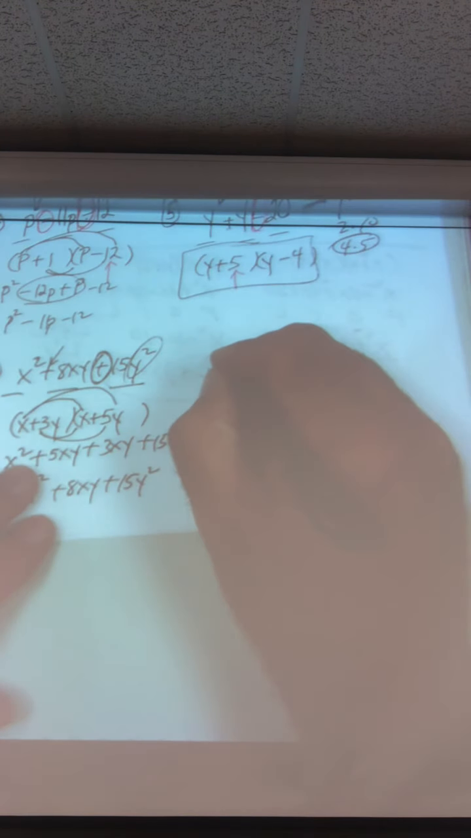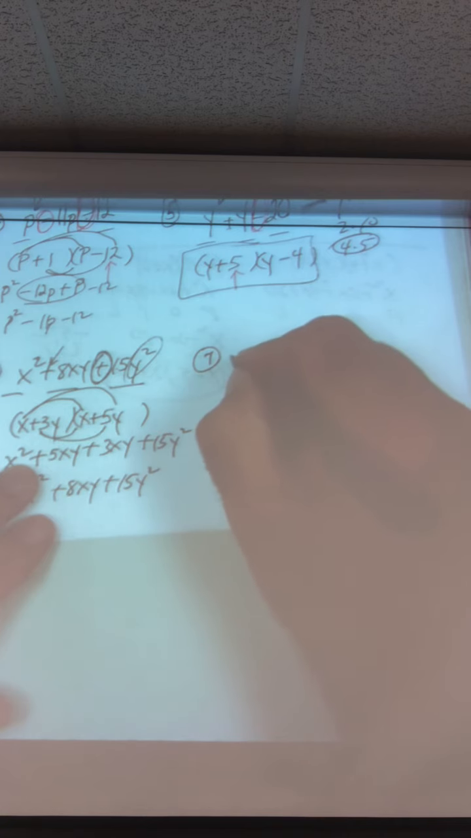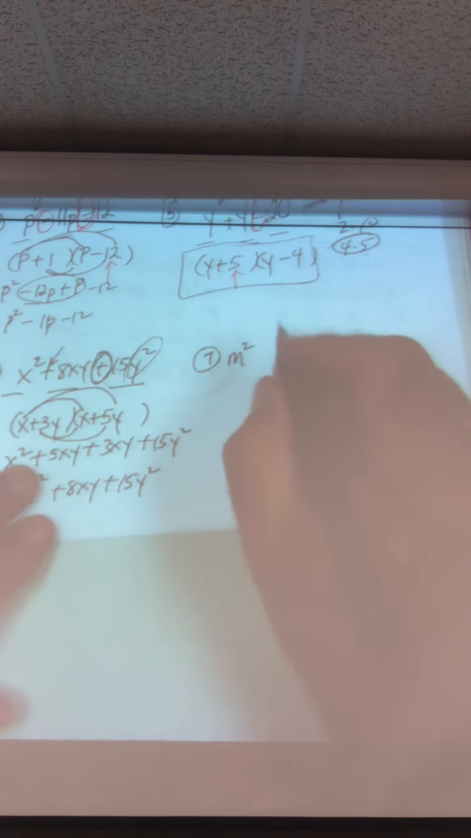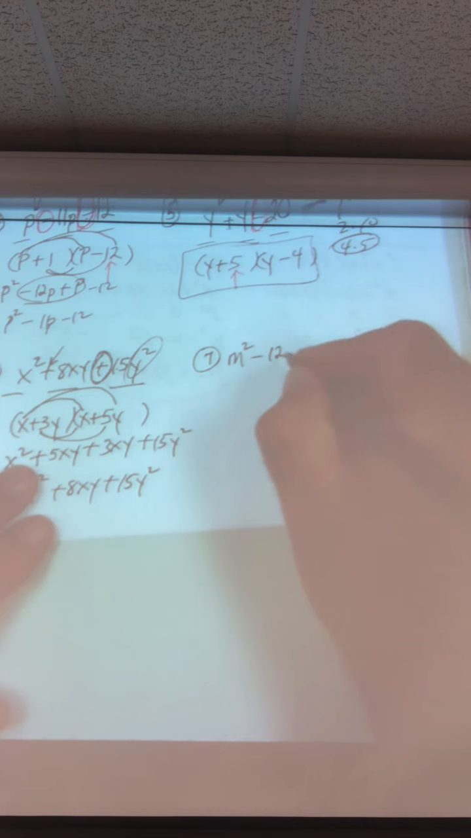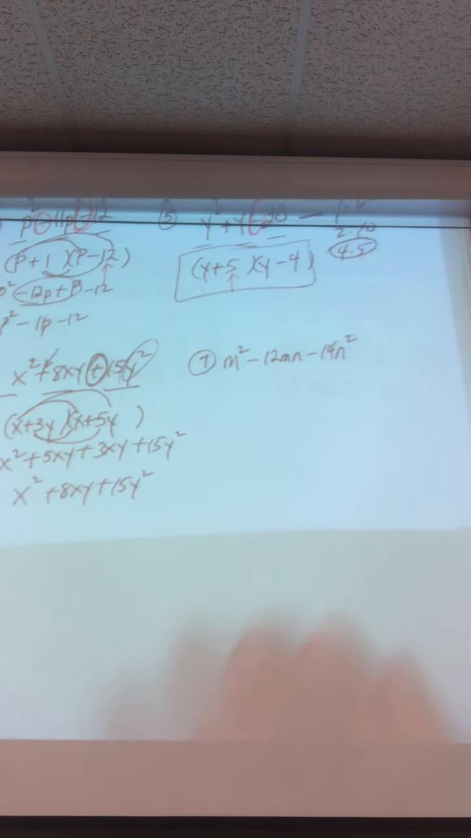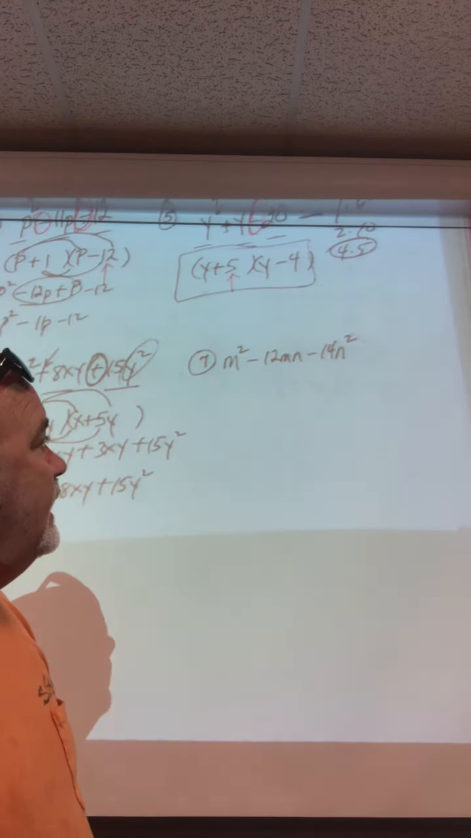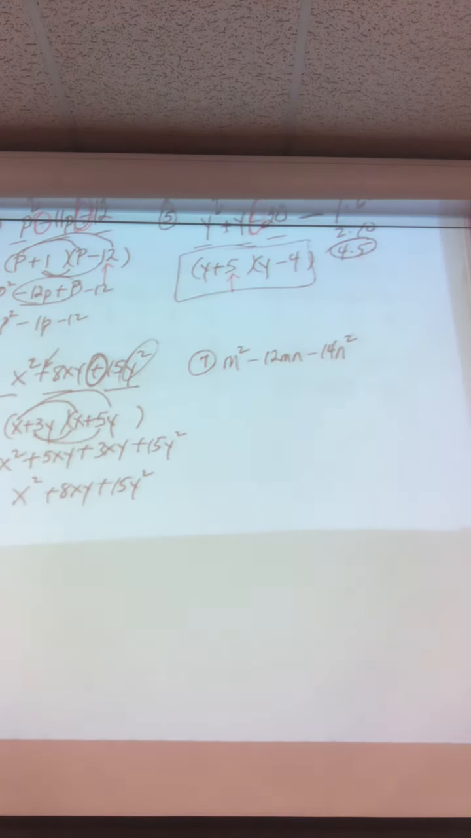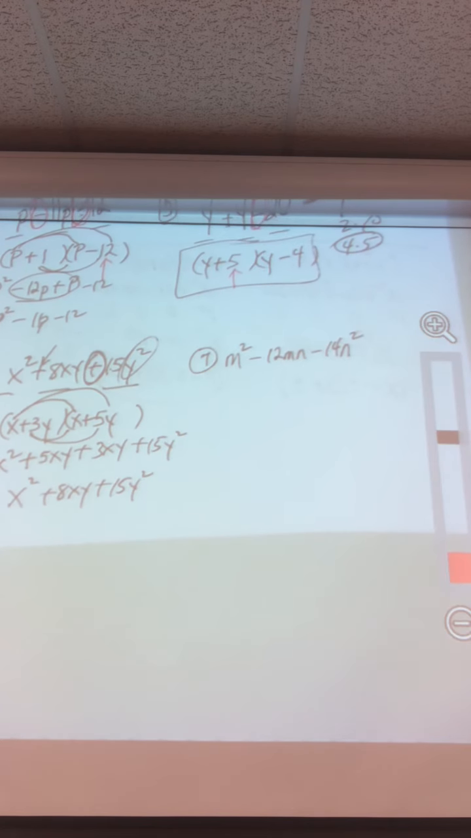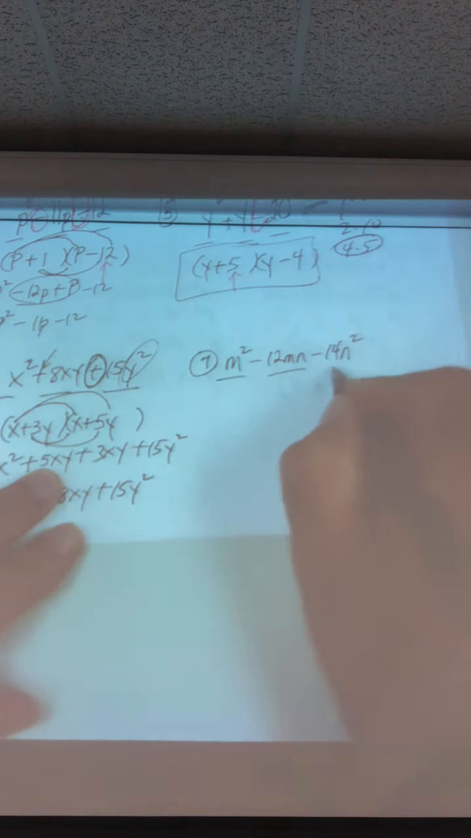Okay, let's look at another one. m squared minus 12mn minus 14n squared. So let's do this one, and that'll close out this video, and I'll do some more examples in the next video. All right, so first, look for a GCF.